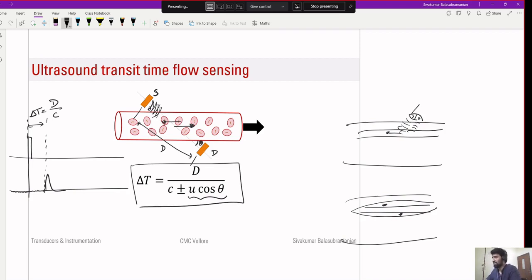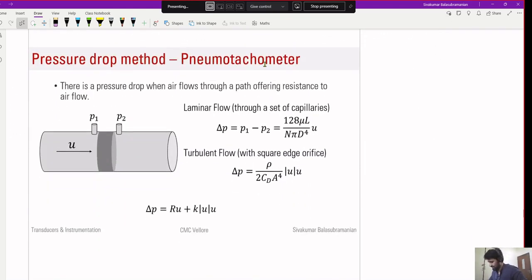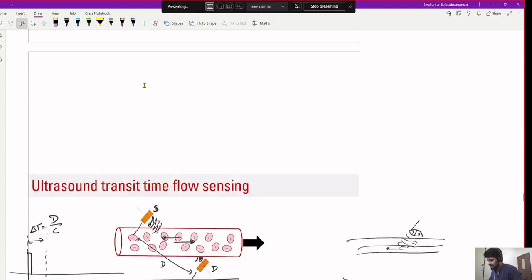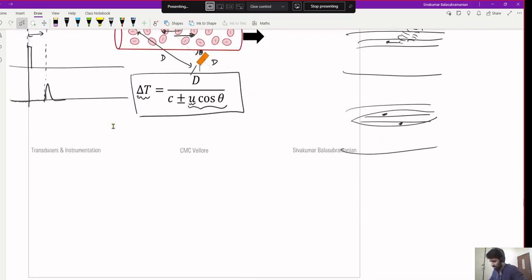This is another way of computing your blood flow by looking at transit times. I mean, you can either use this as the source or this as the source. It doesn't matter. Okay. All right. So these are methods that are commonly used for looking at blood flow.